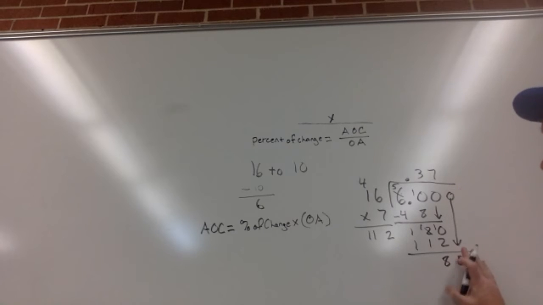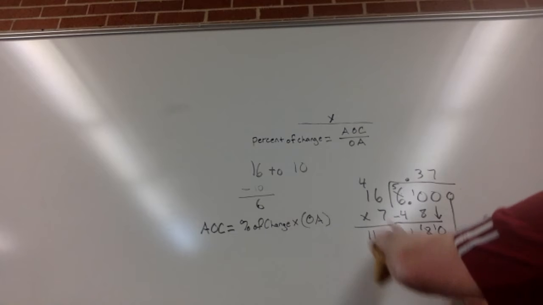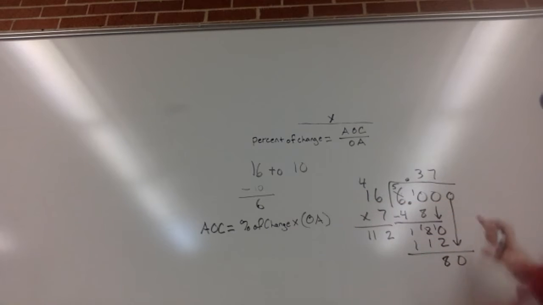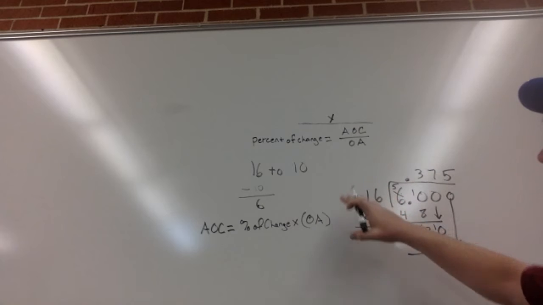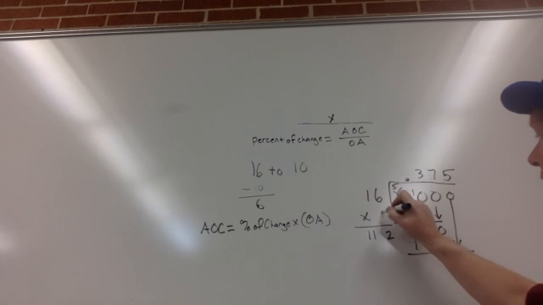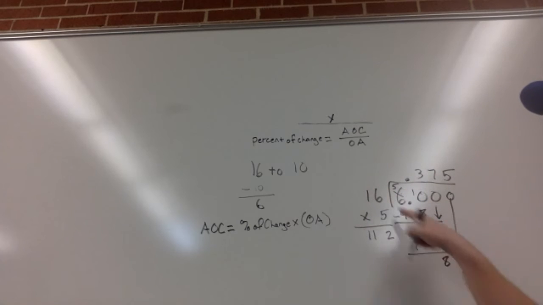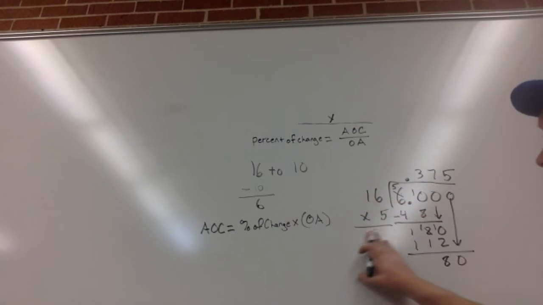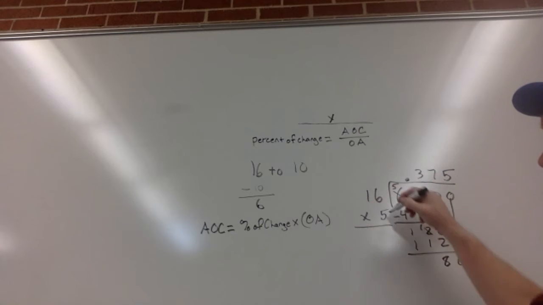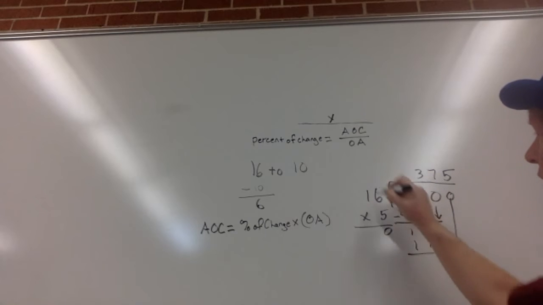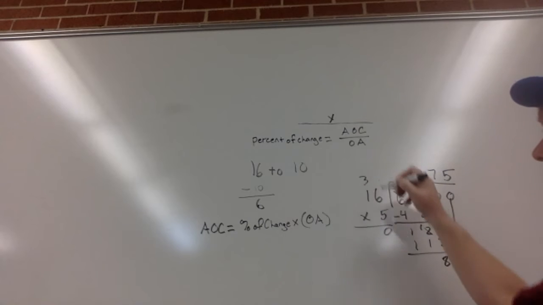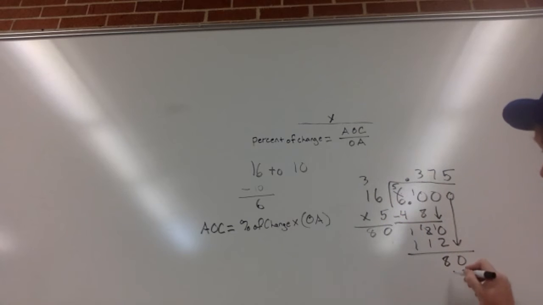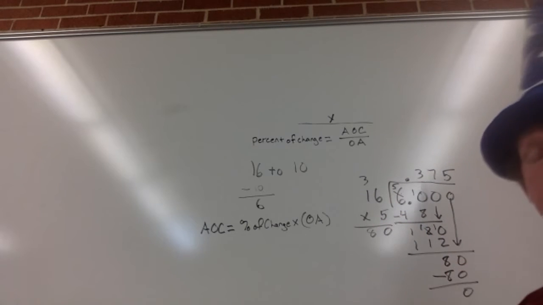Okay, if you noticed, 8 is half of 16, so my next number is going to be 5. It always is. When my remainder is half of what I'm dividing by, my next number should be a 5. 6 times 5 is 30. 5 times 1 is 5, plus 3 is 8, 0. And sure enough, that terminated, that ended.